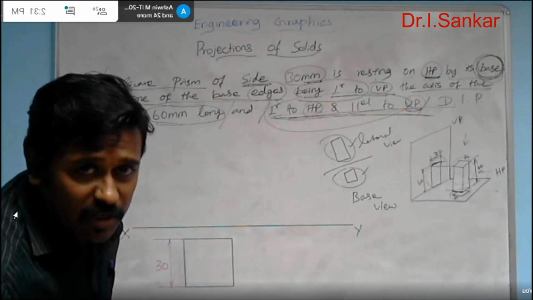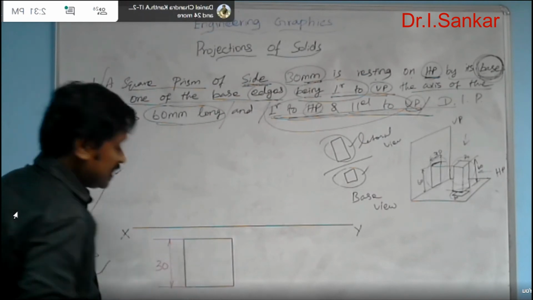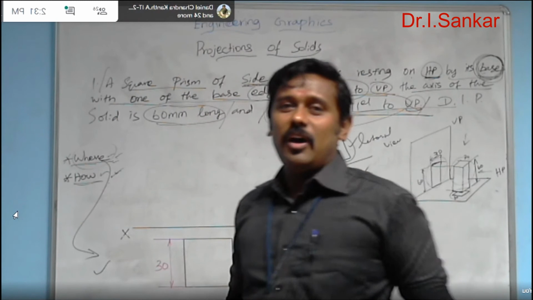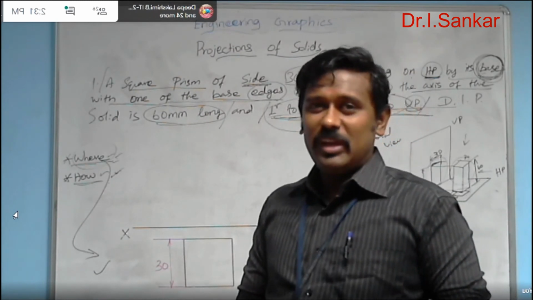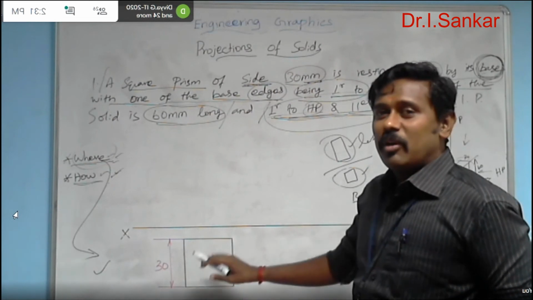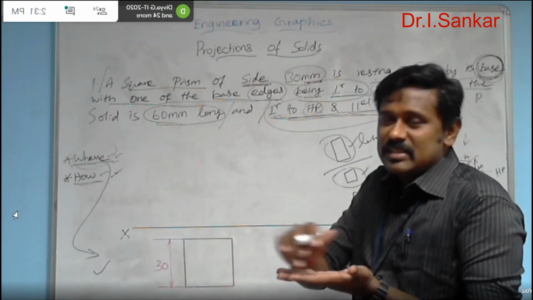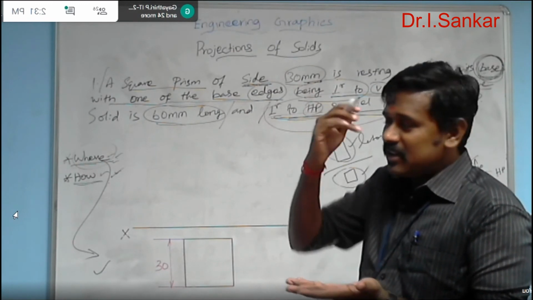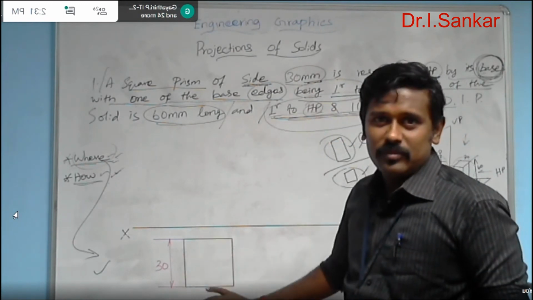Immediately you have to name the corners of the square base. See here, one more point. Each and every corner of the object should be named. Here, in the top view, what I am covering is not only the base surface of the solid. In addition to the base surface, the face surface is also in this top view.